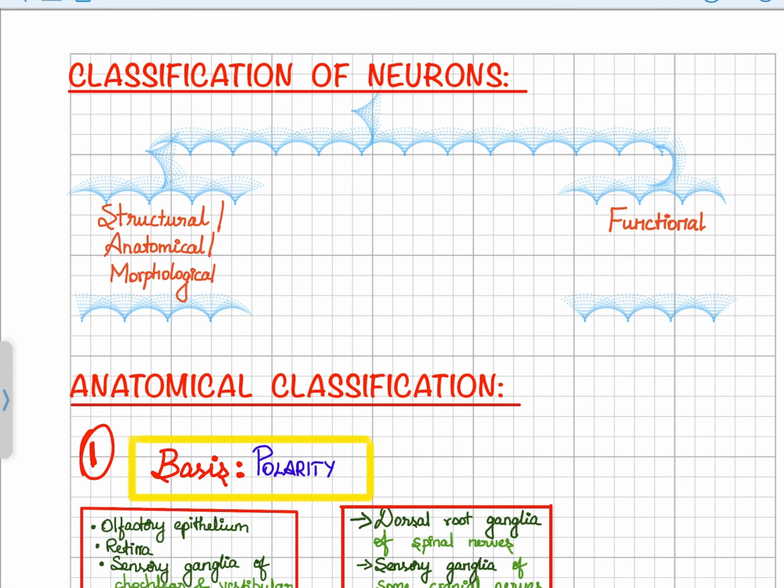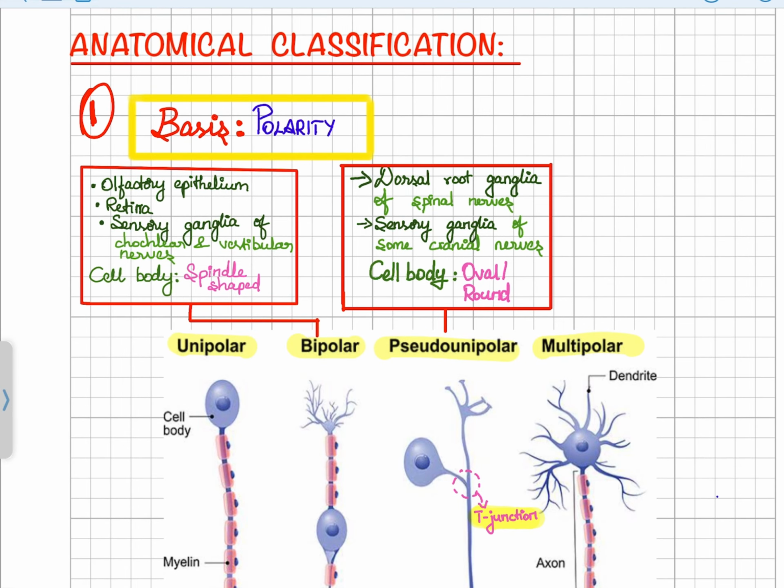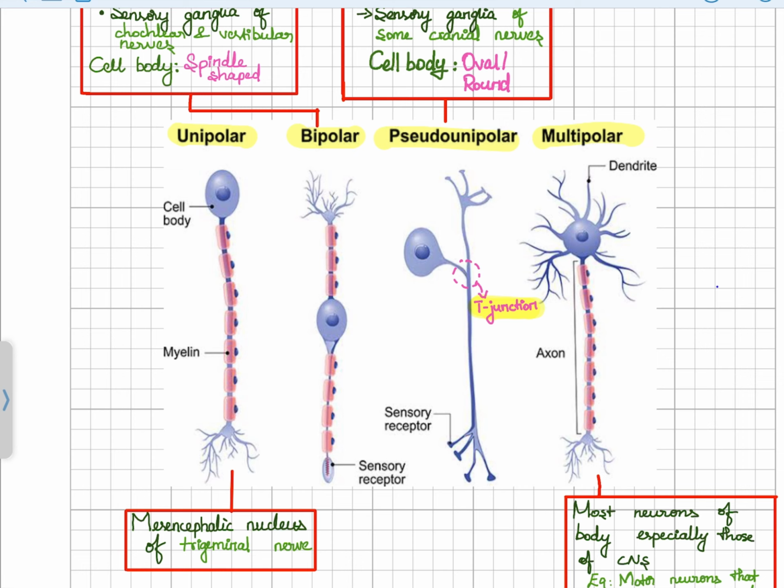Next, we are going to classify neurons. Just like the nervous system, we are going to classify neurons in anatomical and functional formats. Anatomical, structural, and morphological are all the same, so don't get confused. Anatomical classification has two bases. The first one is polarity, and the second one is the relative length of the axon. We classify neurons based on polarity as unipolar, bipolar, pseudo-unipolar, and multipolar neurons.